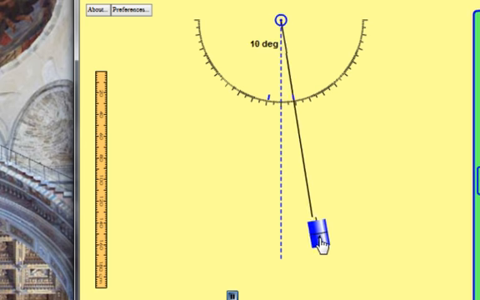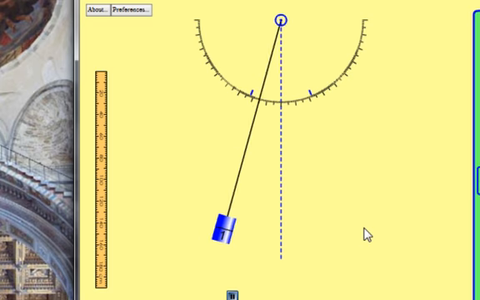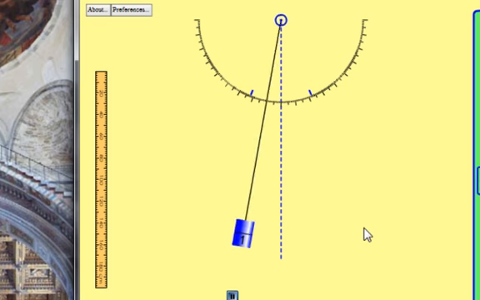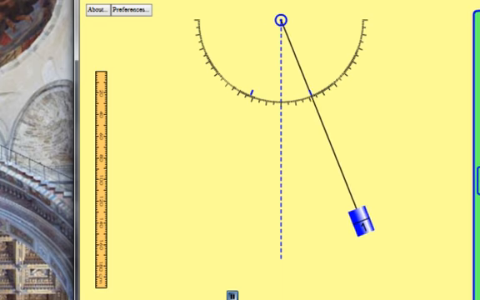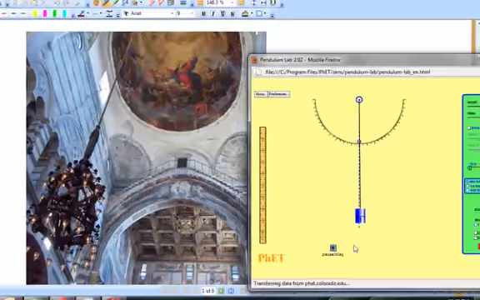When he first started swinging the lamp, and it had a large arc, it moved quickly through the bottom of the arc. But later on, when the swinging had died down some, and the arc was smaller, it swung more slowly through the bottom of the arc. But the total amount of time for each complete swing was always exactly the same.